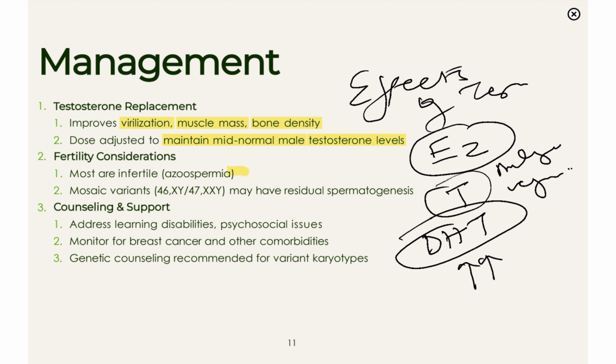And unfortunately, most of these patients do have azoospermia and are infertile. However, remember that 47XXY mosaics and 46XY may have some residual spermatogenesis. And then counseling is important, especially support in these patients who tend to have learning disabilities and various psychosocial problems, and they are at risk for breast cancer and other comorbidities. Remember the germ cell tumors in the thorax, so it's important to have a low threshold for screening for these patients. And genetic counseling is always recommended for the variant karyotypes, because as I mentioned earlier, their presentations might differ in terms of their risk factors.